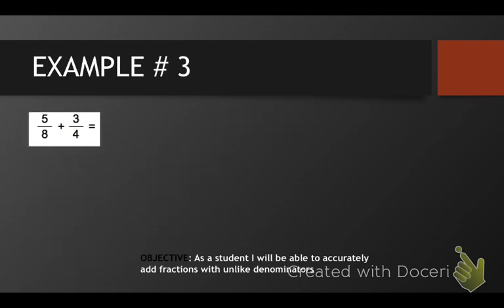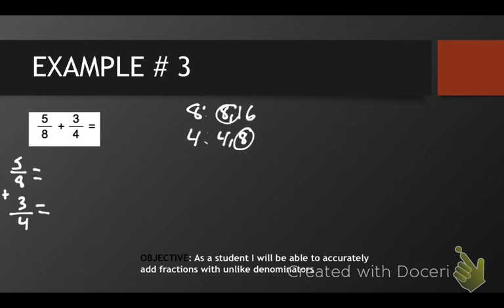Example number 3, we have 5/8 and we have 3/4. So we're going to go ahead and write them straight up and down. We're going to add 3/4. Okay, we need to come up with a common denominator. I actually think this one's really easy. We have 8 and 16. Let's try 4. 4 and 8, and look at that, it's 8. That's a good one. Okay, so our common denominator is going to be over 8, and this one's over 8.